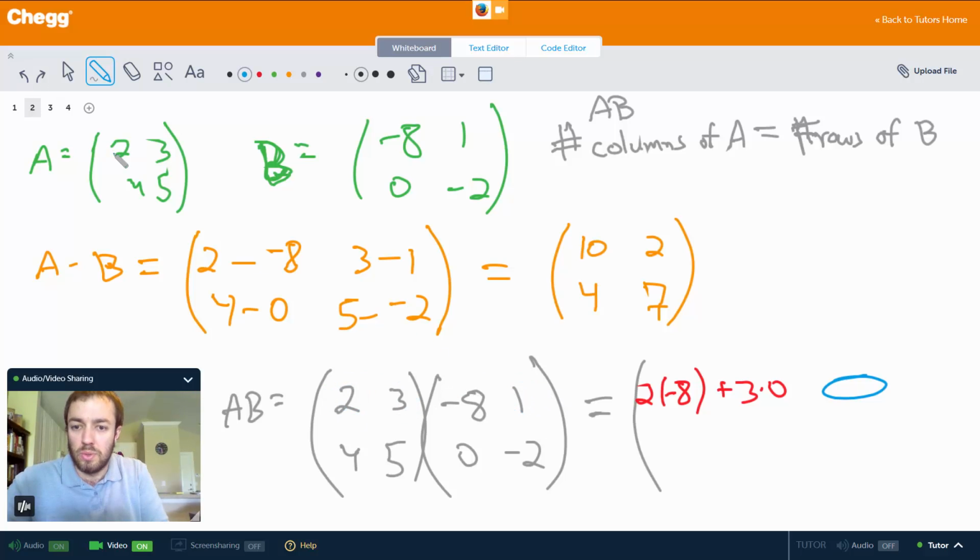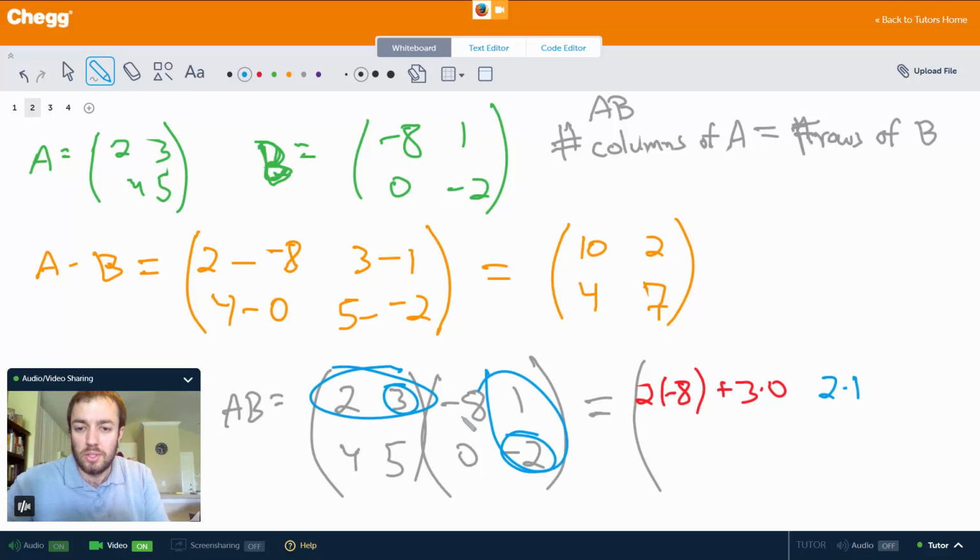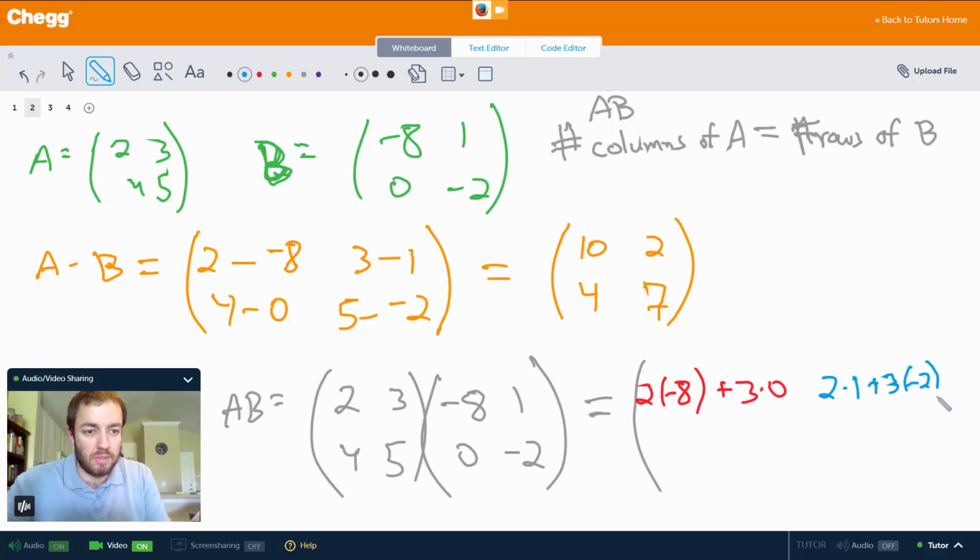2 times 1 is 2. So we have a 2 here. Well, 2 times 1, we'll just write that, 2 times 1. And then we're going to pair the 3 with the negative 2. Okay, so remember, this row with this column. So 3 times negative 2, now we're going to have plus 3 times negative 2.